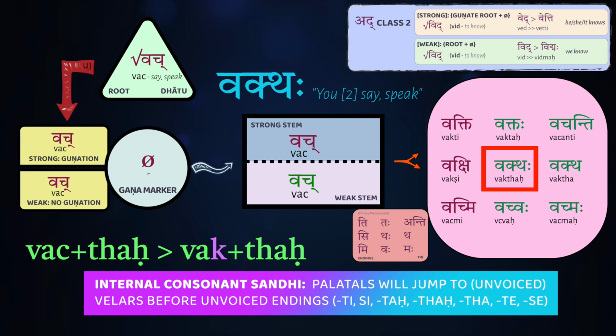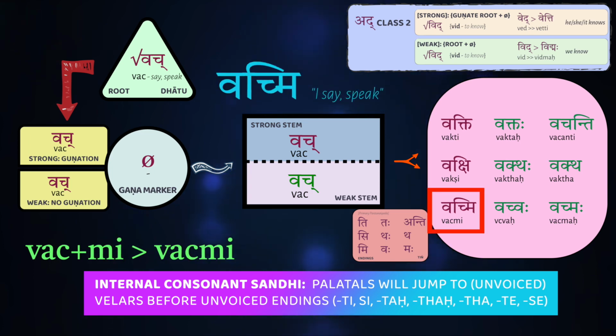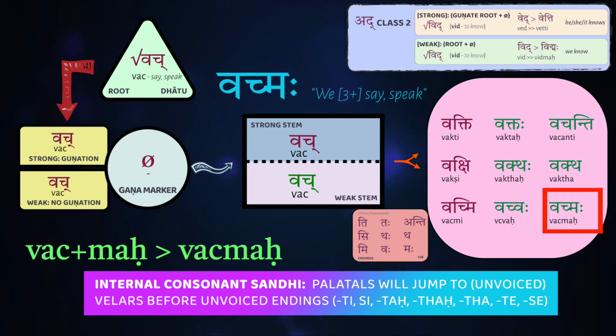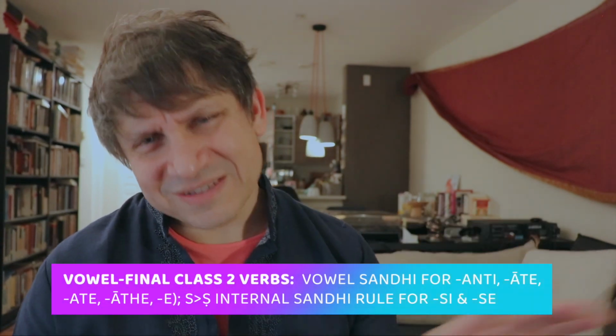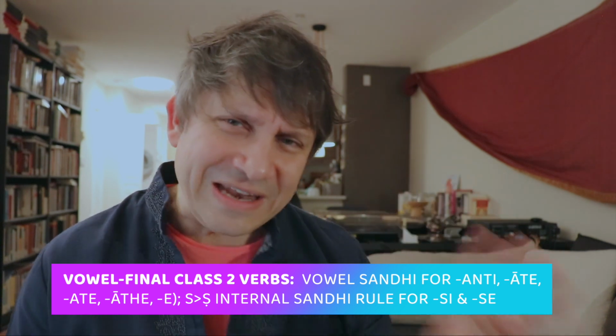The other two second person conjugations are easy. Vaktaha, you two speak. And vakta, you all speak. With first person for vach now, because these are nasal and a semivowel, the velar jump doesn't happen, and it'll stay the same. We'll get aham vachmi, I speak, or avam vachvaha, we both speak, and finally vayam vachmaha, we three or more speak. So these are some of the sandhi oddities that you're going to encounter in class 2 verbs that end in consonants.